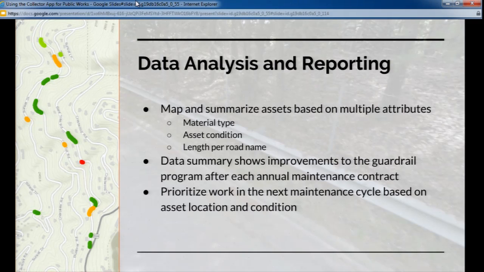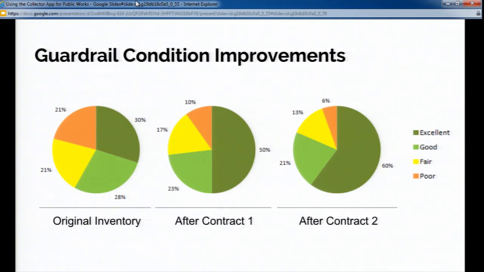Previously, we had relied on Jerry's knowledge to say, hey, where do you think we should go fix some guardrail? Because there was no data. So this has been fantastic for reporting and helping us with budgets. So here's an example of some of the summary information we were able to pull.